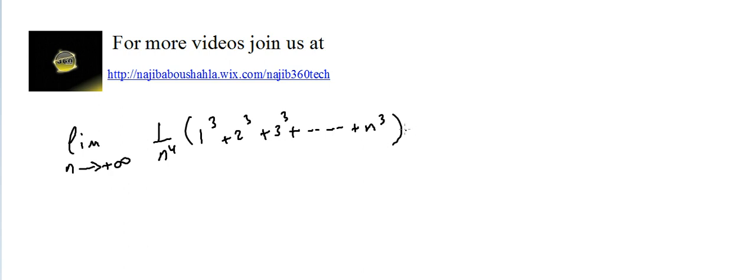How can we change it back to a definite integral? It's a Riemann sum. How can we change it back? It's the limit as n approaches plus infinity of 1 over n to the power 4 times 1 cubed plus 2 cubed plus 3 cubed up to n cubed. It's a summation, right? As k equals 1 to n of k cubed, simply.